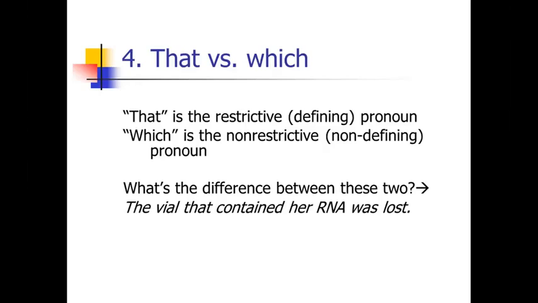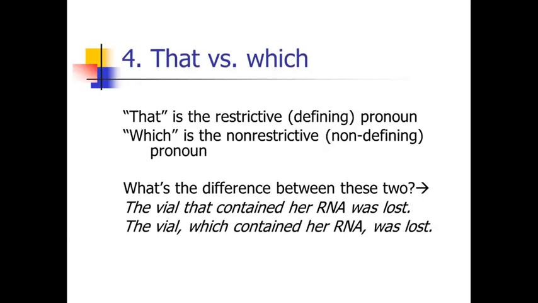Well, if you say the vial that contained her RNA was lost, you're saying, the vial that contained her RNA was lost, the vial that contained her DNA was not, right? You're saying that there are many vials and you're telling me specifically which one. So that information is essential because if I don't have that information, I won't be able to distinguish between the different vials.